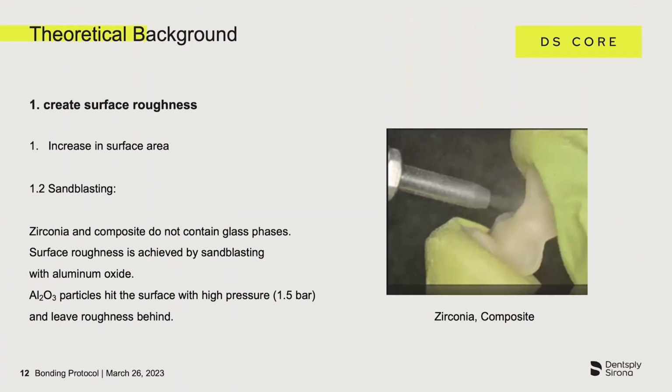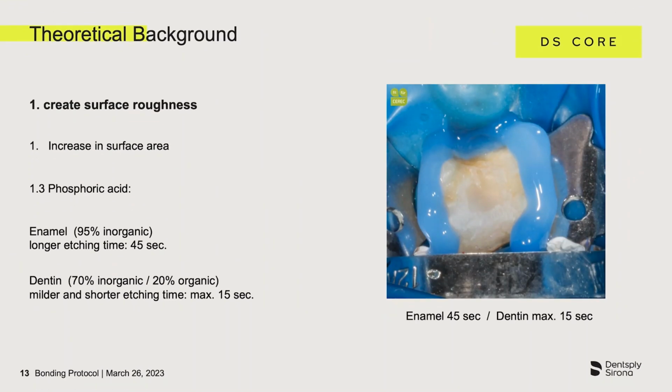Let us consider the process of sandblasting with aluminium oxide. This process is particularly well suited to adequately roughen the surfaces of zirconia and composites. Aluminium oxide particles are hurled onto the surfaces of the materials at a high pressure of approximately 1.5 bar, leaving a rough surface with optimal micro-retentions. Let's look at the effect of phosphoric acid.